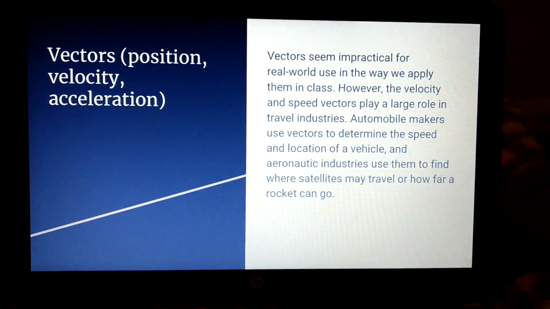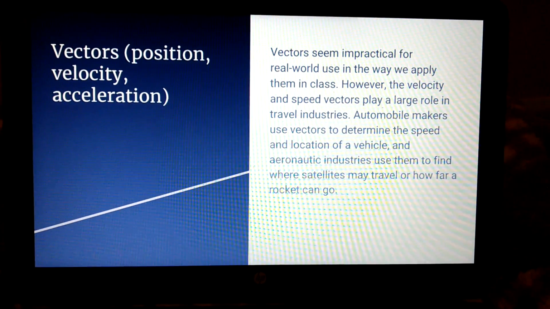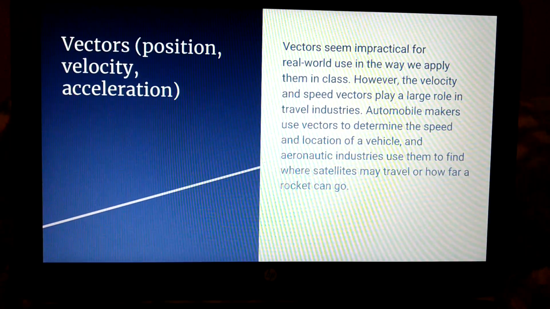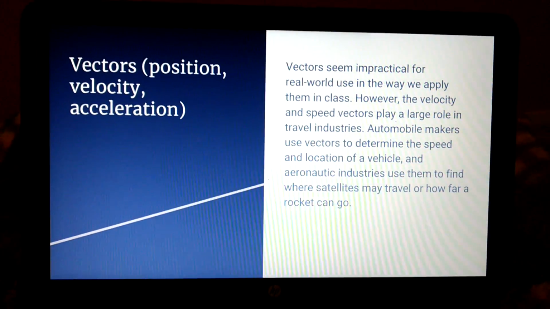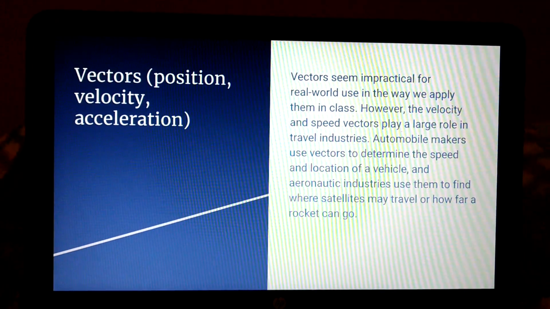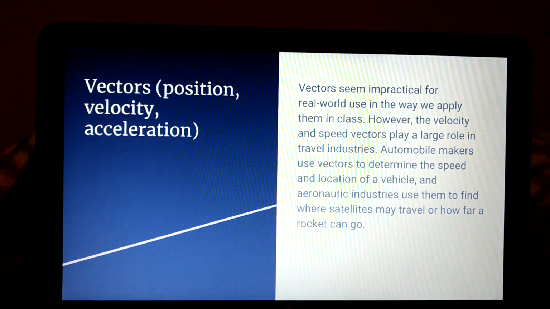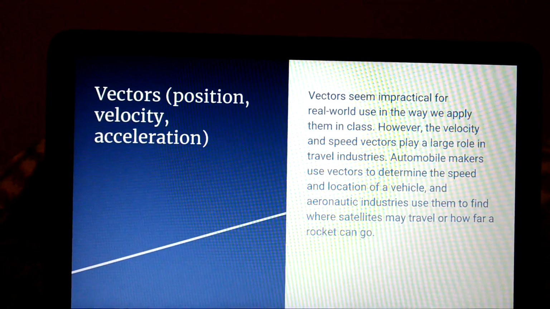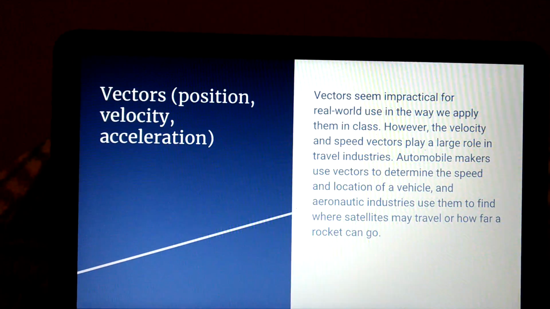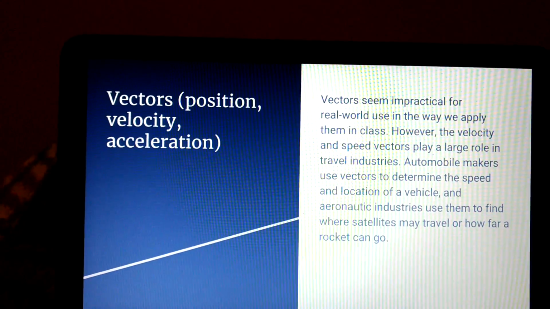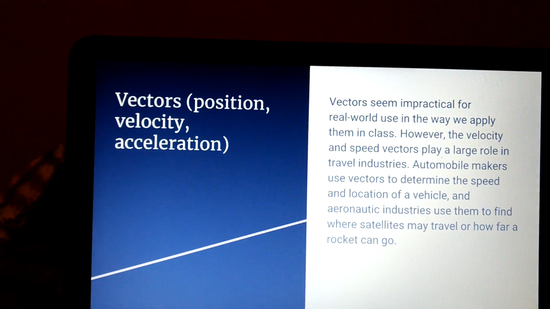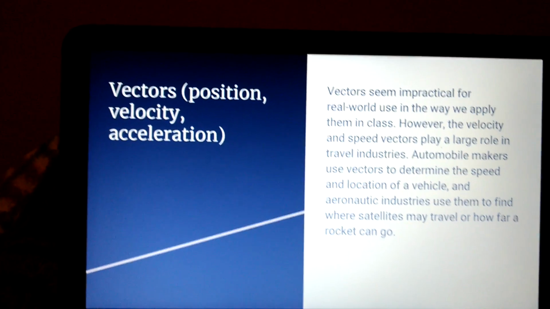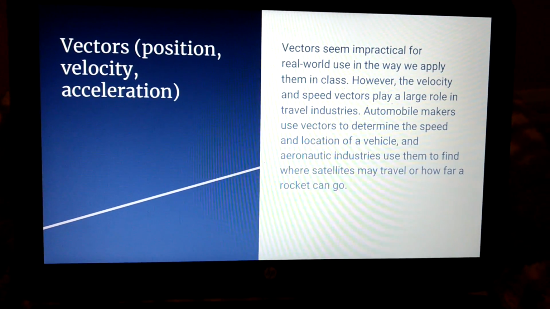Another concept we're going to apply to the real world here is vectors, specifically position, velocity, and acceleration vectors. The way we do them in calculus does seem a little bit impractical as far as the way some people would use them, such as a baseball player. They're not going to sit down out in the field and pull out a pen and paper and start doing a velocity vector. But in their mind, they're seeing a direction, they're seeing a distance, and they are meeting it there. So they're using vectors whether it seems like it or not.